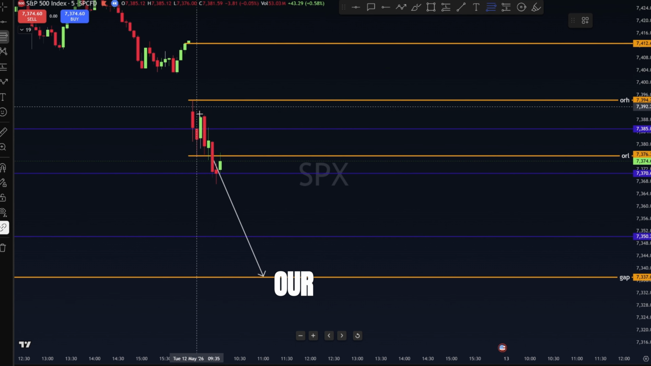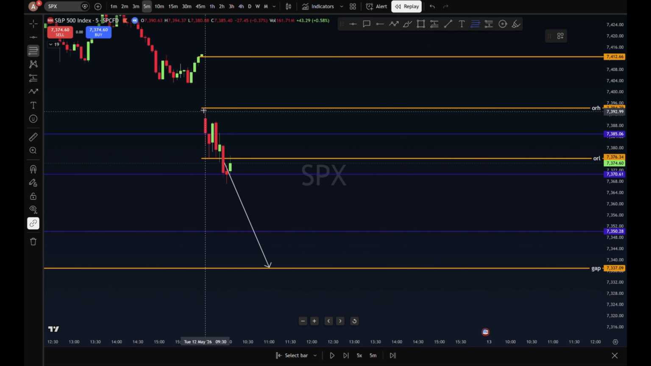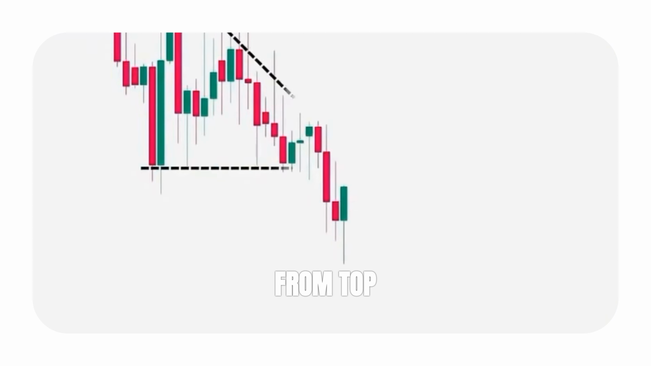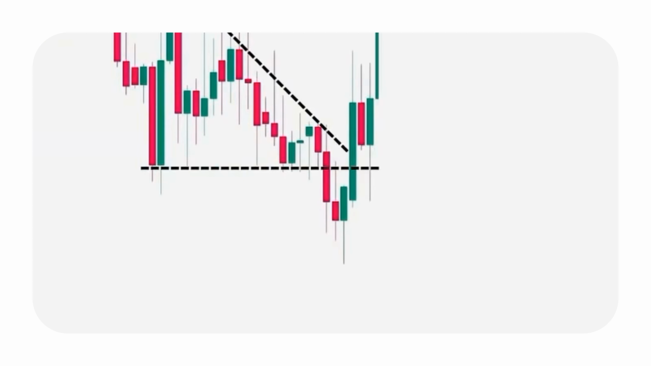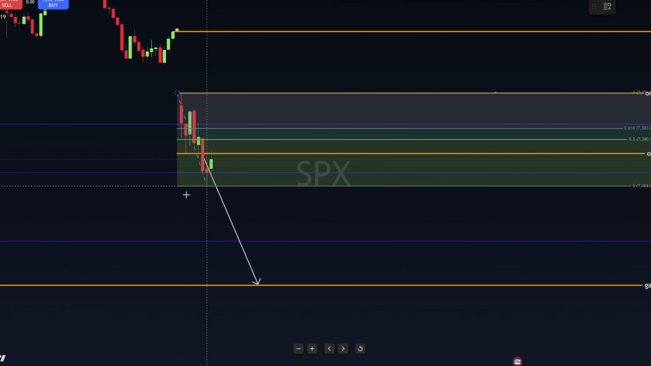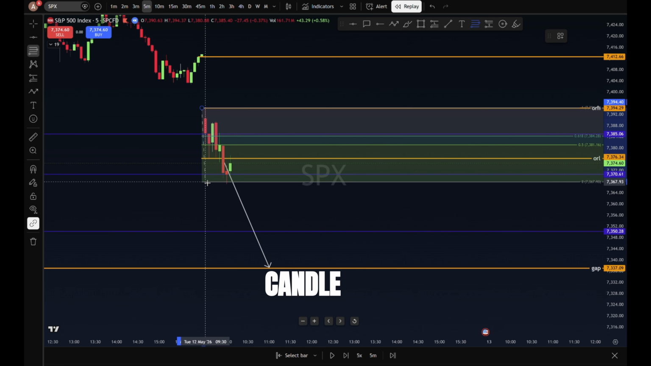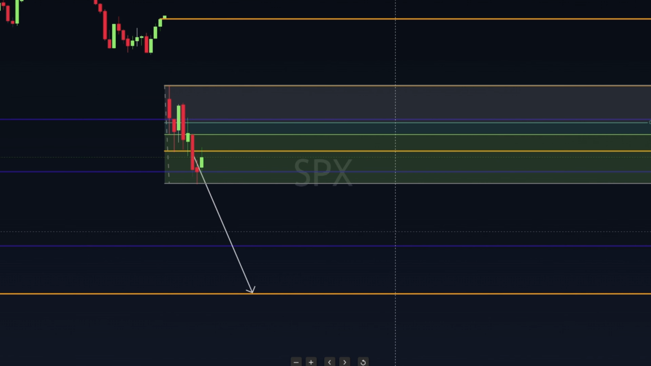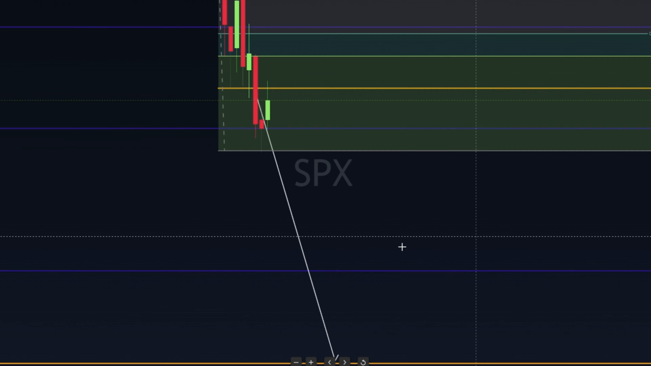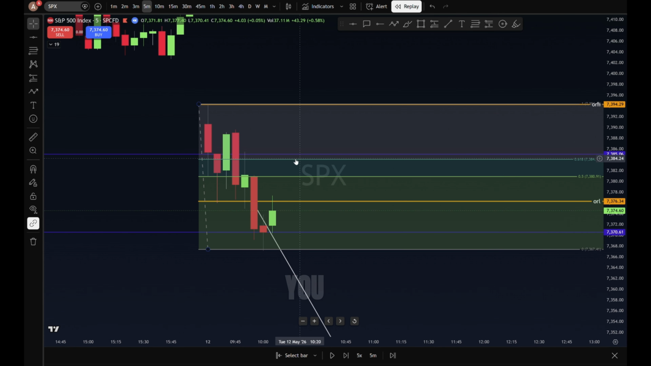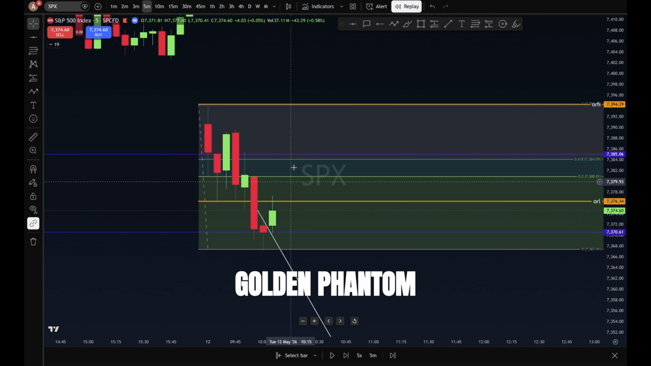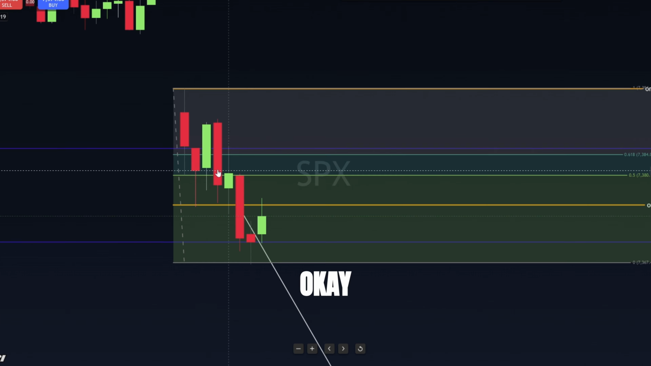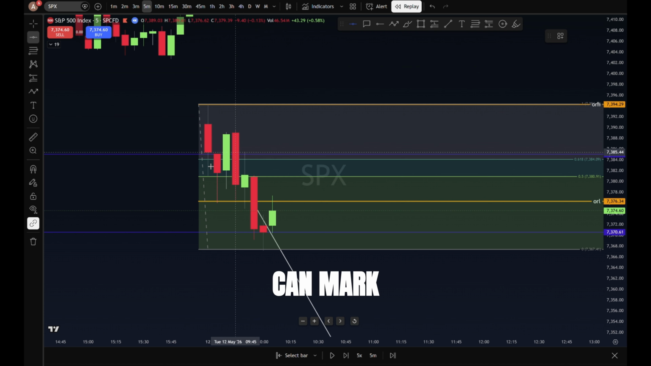Since the higher level touched first, we're gonna drag it from the top all the way to this candle, till this wick right here. So let me show you here. You see, this is our golden phantom zone, or golden pocket zone, okay? You can mark it here.